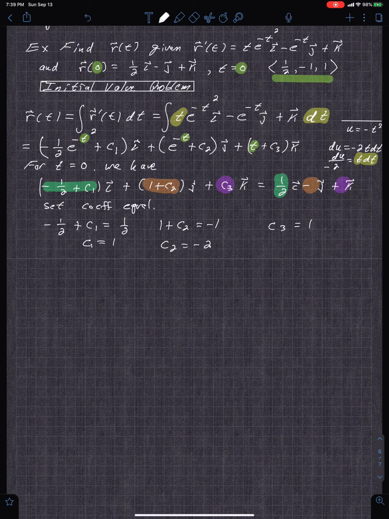Okay, therefore, r of t is equal to negative a half e to the negative t squared plus 1 i plus e to the negative t minus 2 j, just substituting in now for our c's, and t plus 1 k.